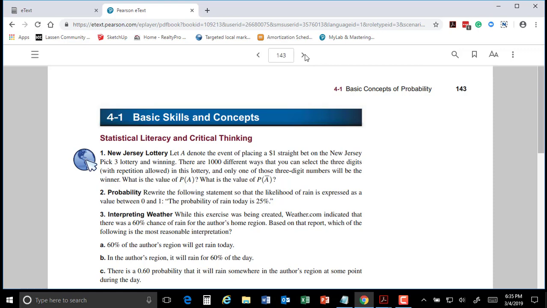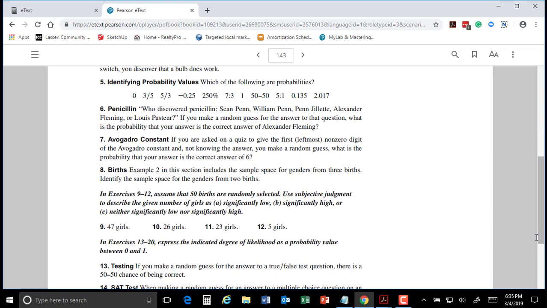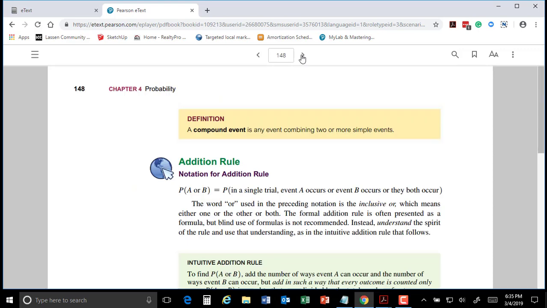Okay, I don't want that either. We already know that probabilities can't be negative, and they can't be greater than 1. That's just an exercise, so we don't want that.